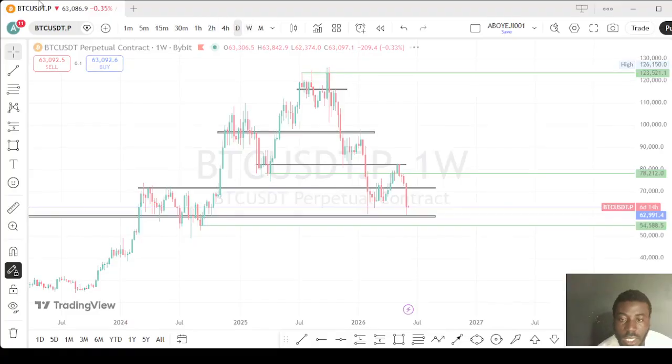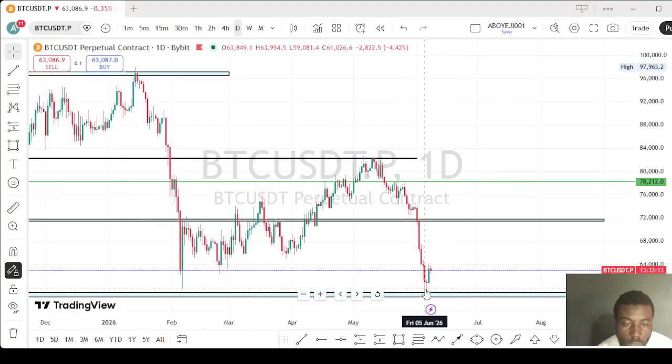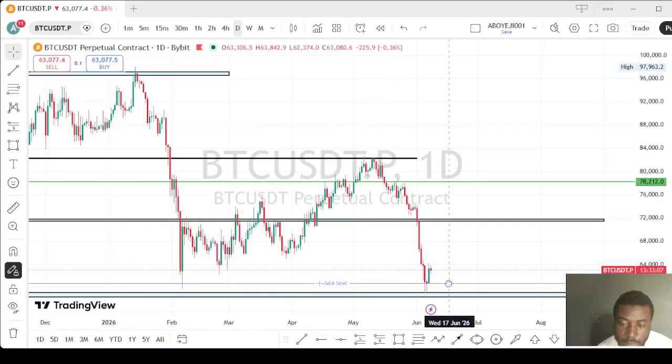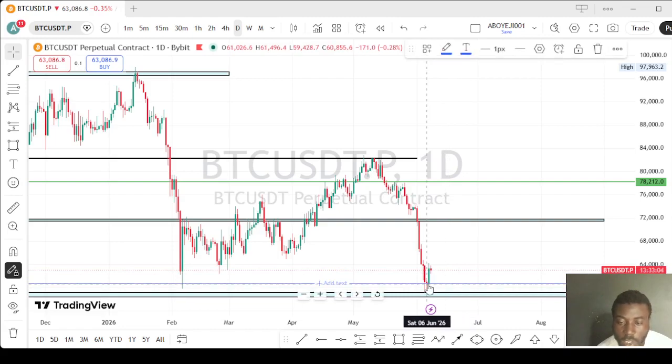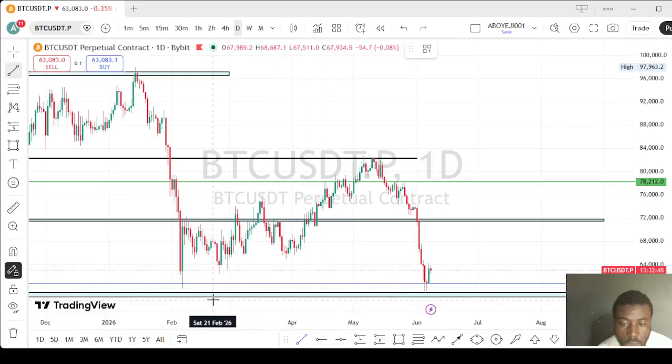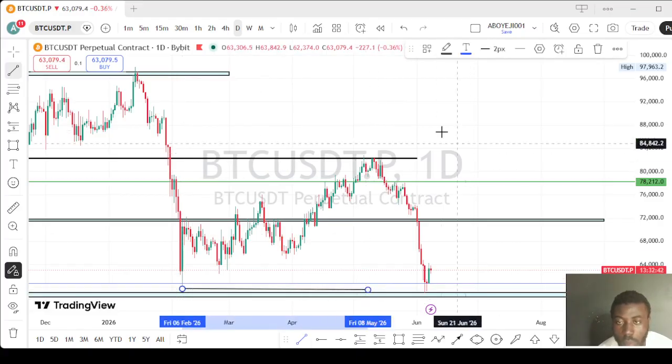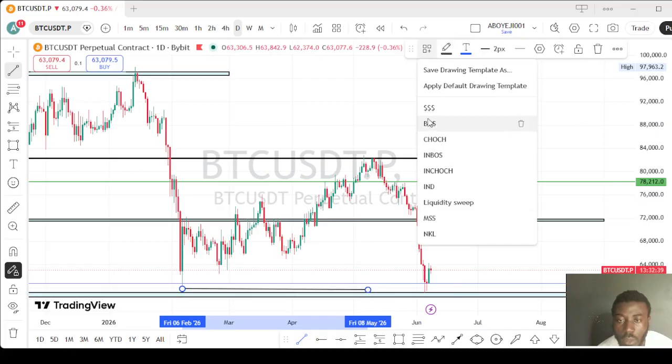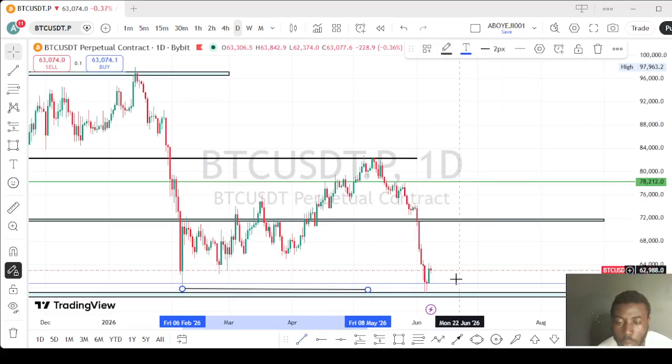So let's move to daily time frame. This is our daily time frame. As for me, this is a retracement that is turning, but it does not give us a break of structure. This place is our liquidity swept for me. It's our liquidity swept, seriously. This is our liquidity swept.